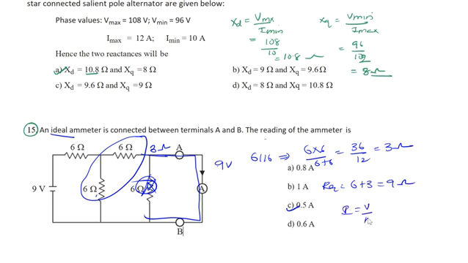Now I need to find the current. I is equal to V by R equivalent. V is how much? 9. So 9 by 9, 1 amp. Now the 1 amp current will flow from here.